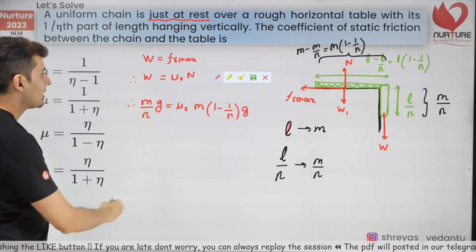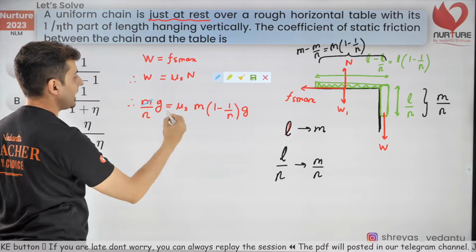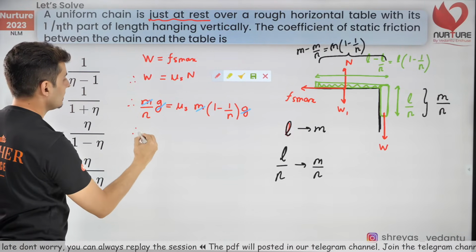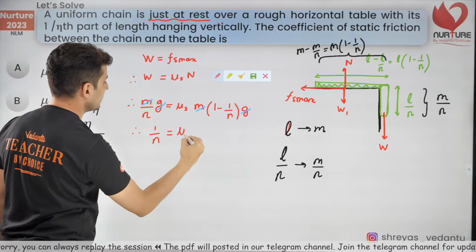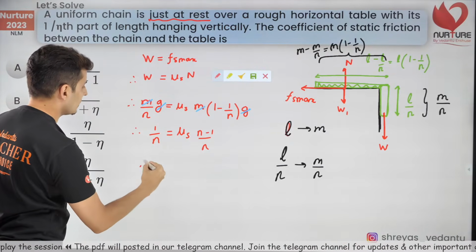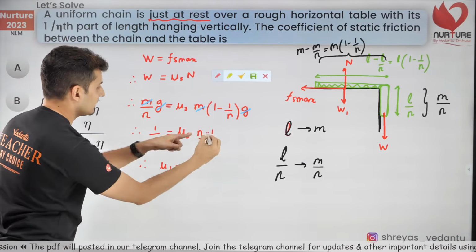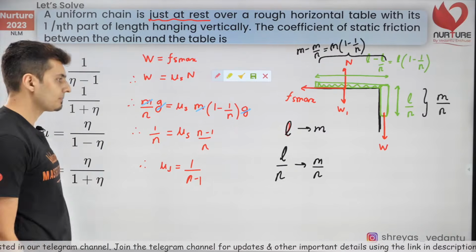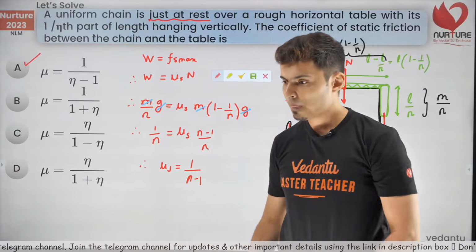Is that clear? Now see what all is getting cancelled. m, g, g. So I am left with 1 by n equal to mu s times (1 minus 1 by n). Take LCM, n minus 1 by n. n also goes. So mu s, taking this n minus 1 below, will be 1 by n minus 1. So that is option A. That's how you solve this.